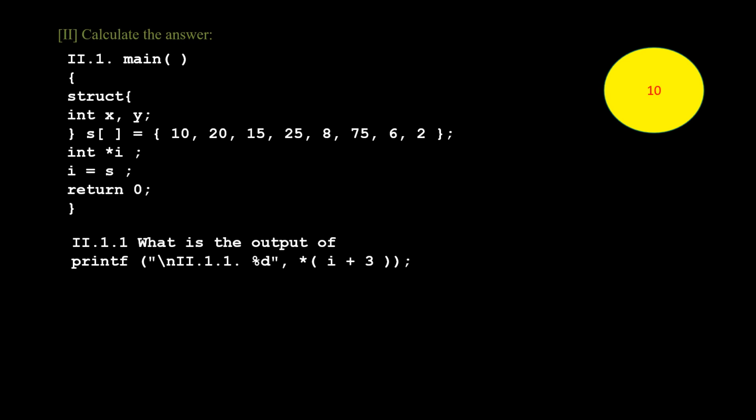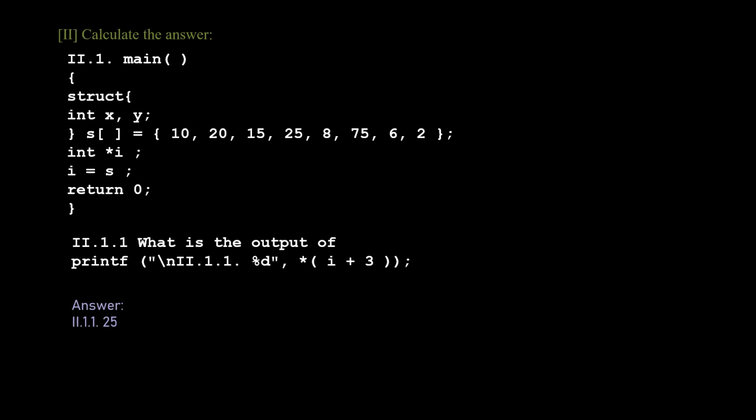Okay, let's see the answer. Answer is 25 because I is pointing to s, and incrementing I by 3 is going to increment it only by 4 bytes each. So 0 will be 10, 1 will be 20, and 2 will be 15, and then 3 is 25. That is how the answer is. And for the same program, we'll see different questions in the next slides.